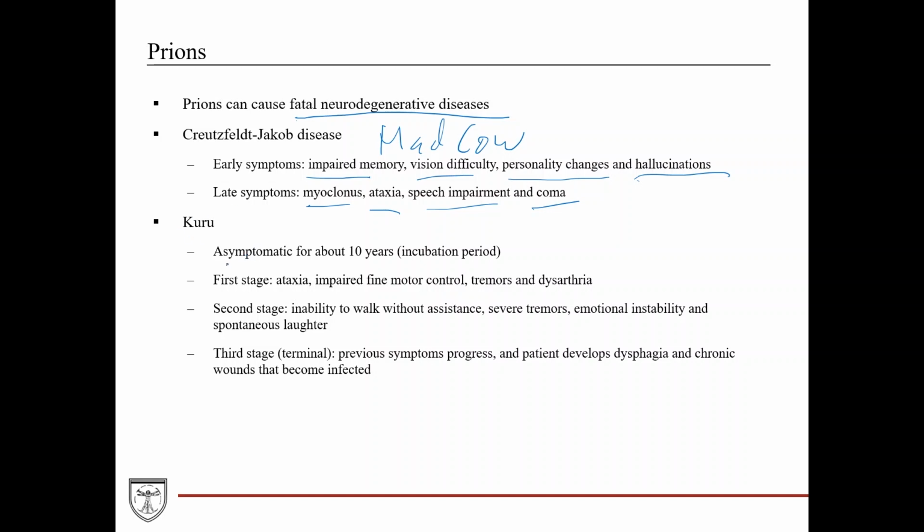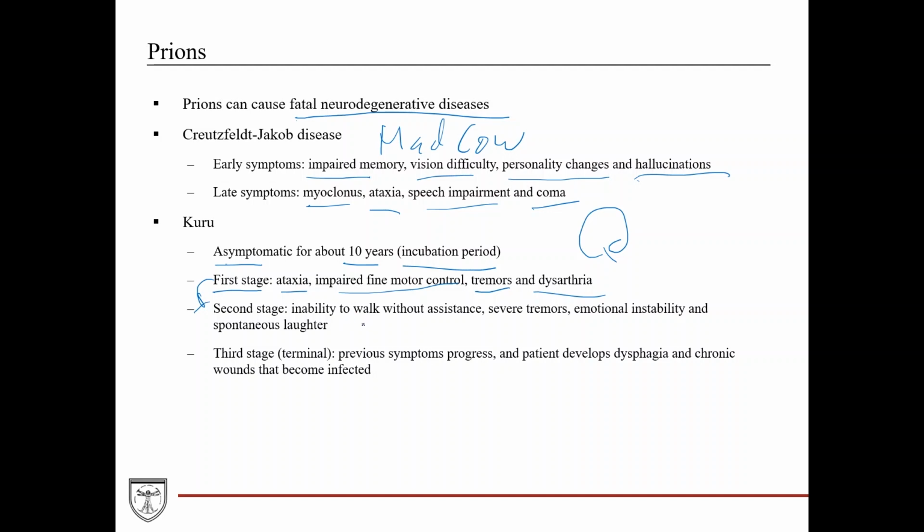Now, this is a little bit different. They're asymptomatic for about 10 years, which would be the incubation period, which is where that cyclical process that we described on the previous slide is occurring. You keep accumulating and accumulating prions. Then it develops clinical symptoms eventually, where you're going to have a first stage where you have ataxia, impaired fine motor control, tremors, and dysarthria. Then it develops into the second stage where things start to get worse.